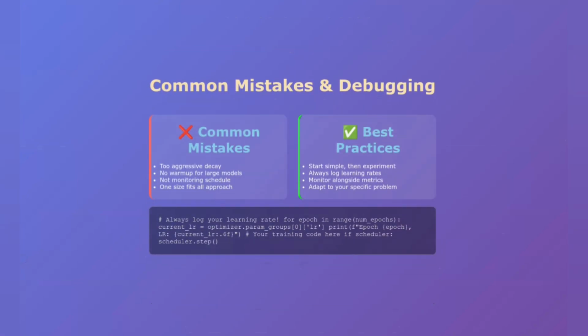Let me share the most common mistakes I see. Mistake 1. Too aggressive decay. Reducing learning rate too quickly can get you stuck in suboptimal solutions. Mistake 2. No warm-up for large models. Starting with high learning rates on large models often leads to immediate divergence. Mistake 3. Not monitoring the schedule. Always log and visualize your learning rate schedule alongside your metrics. Mistake 4. One size fits all. Different architectures need different schedules. What works for ResNet might not work for BERT.